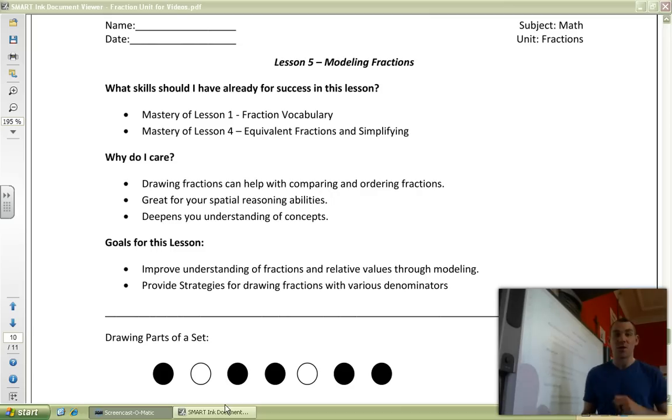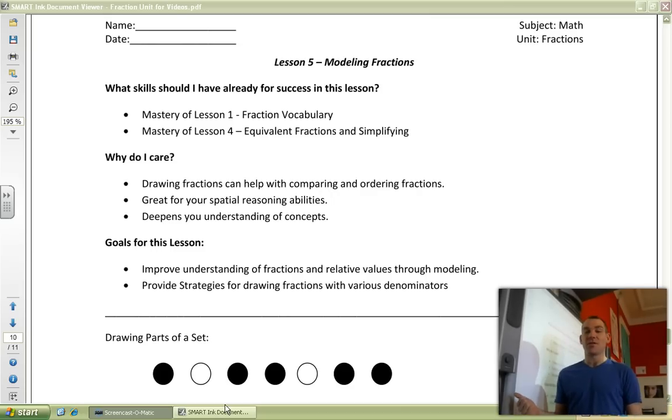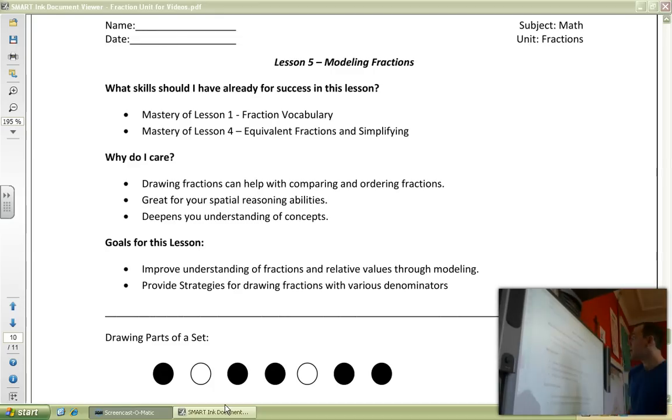The goal of this lesson is to help you improve your understanding of fractions and relative values, one versus another, through modeling, and then finally provide strategies for drawing fractions with various denominators. So with that said, let's start.